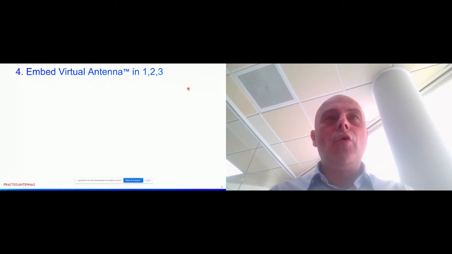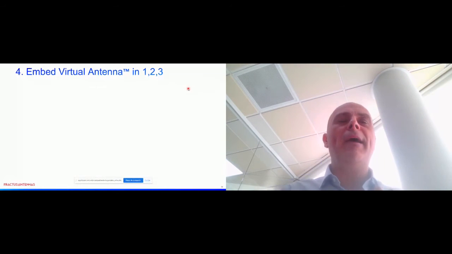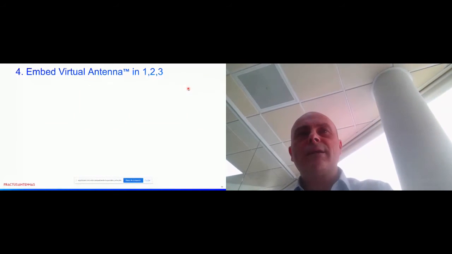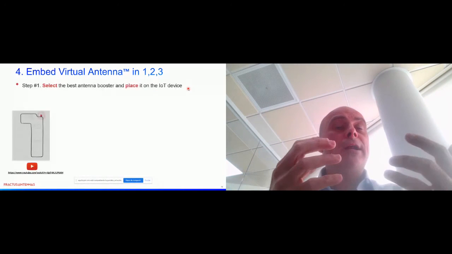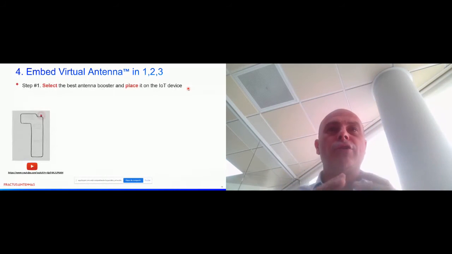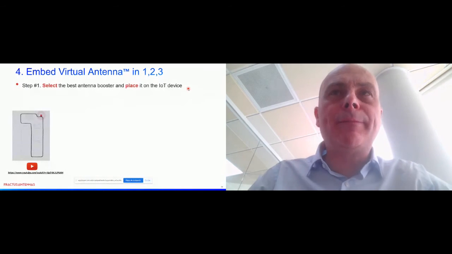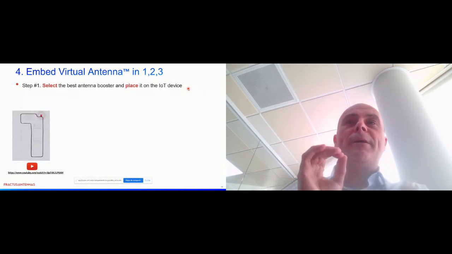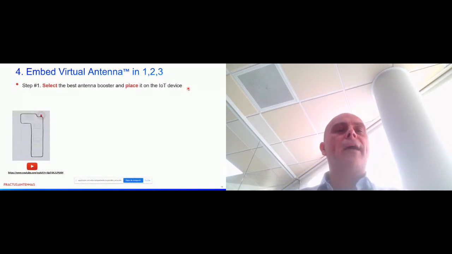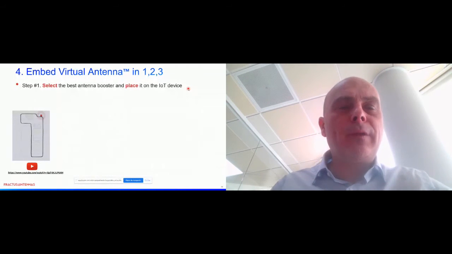Now that you know what the parts of the virtual antenna are, let's see how we can embed a virtual antenna in your LoRa device in very simple steps. First step is to select the best antenna booster. Depending on your application and your device size, there are some boosters that are more convenient than others. And the position of the antenna booster on the PCB matters. Usually, as a rule of thumb, the corners of the device are the best positions.